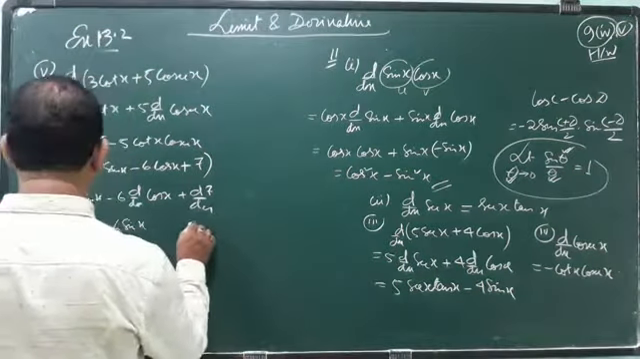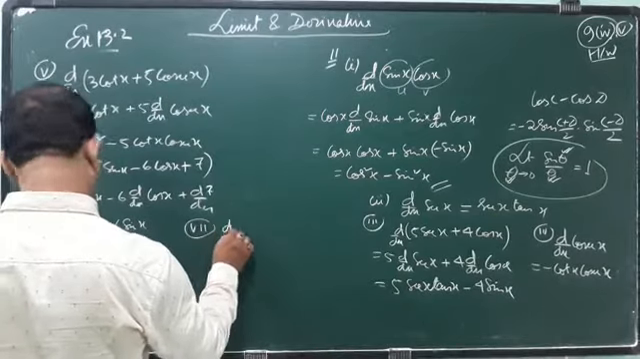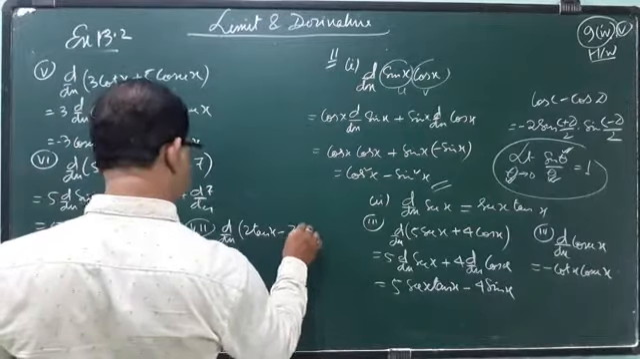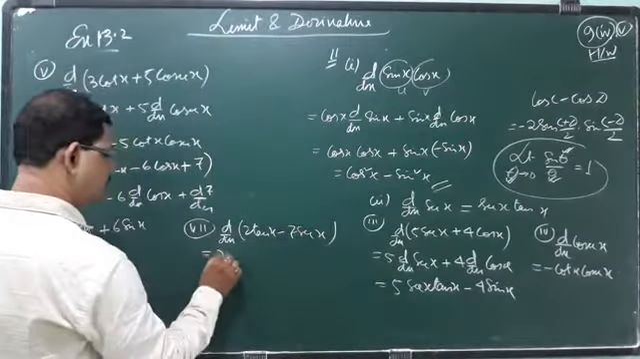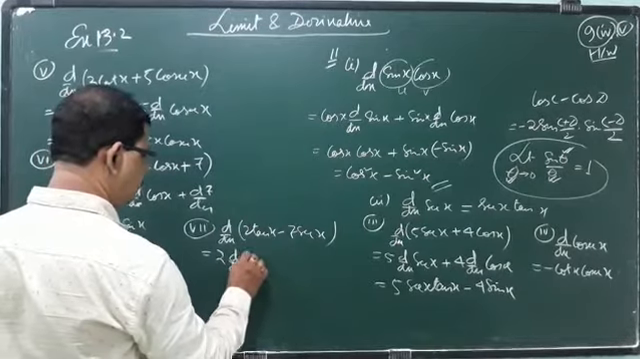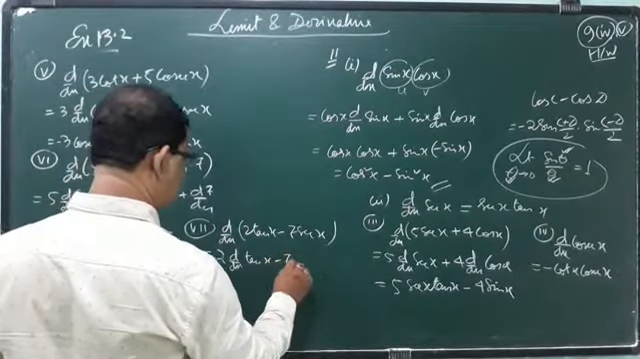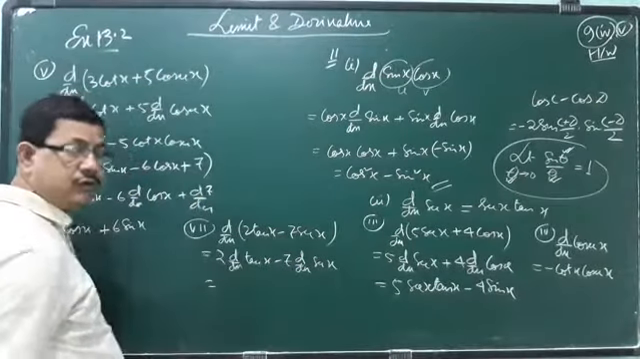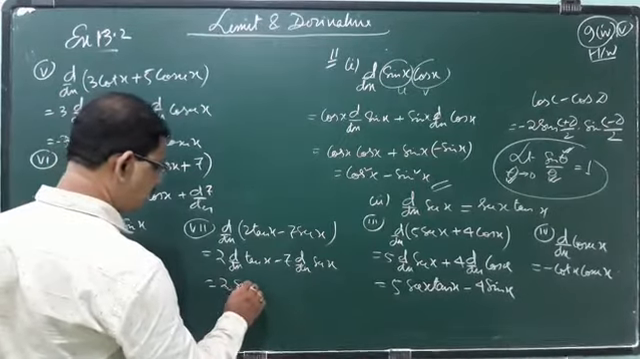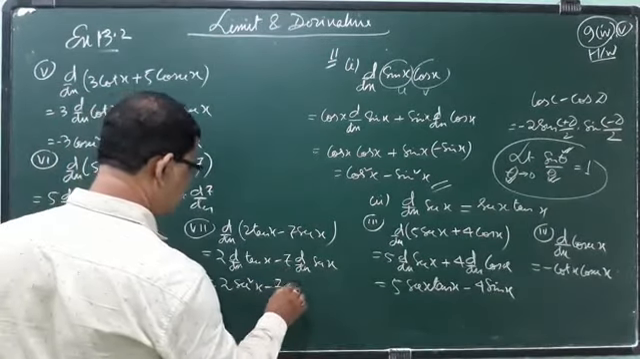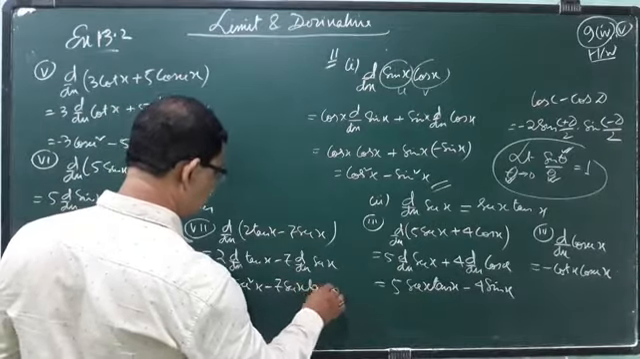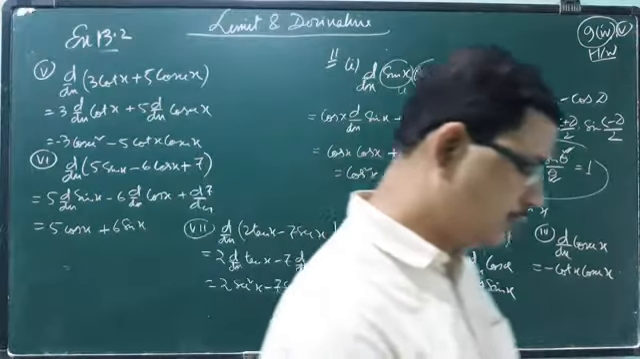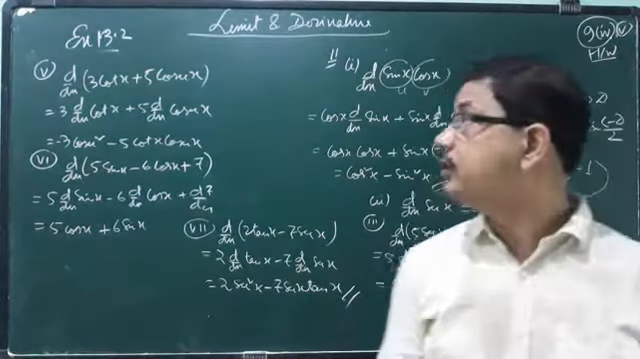And the last sum of this exercise, number 7, is d dx of 2 tan x minus 7 sec x. Here also you use 2 d dx of tan x minus 7 d dx of sec x. The differentiation of tan x is sec square x, and of sec x is sec x tan x. So students, these are not so tough sums. We have completed the total exercise in this module.